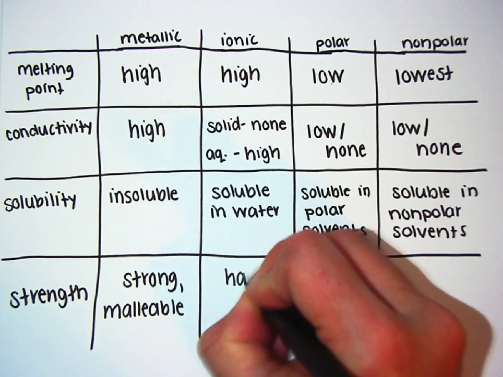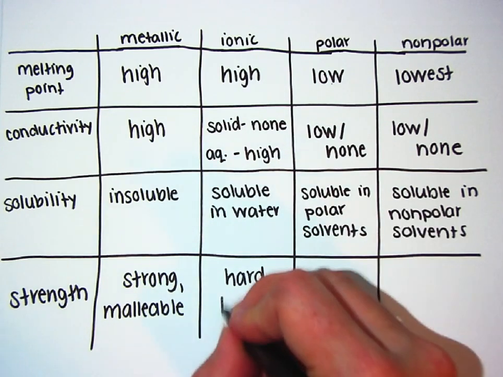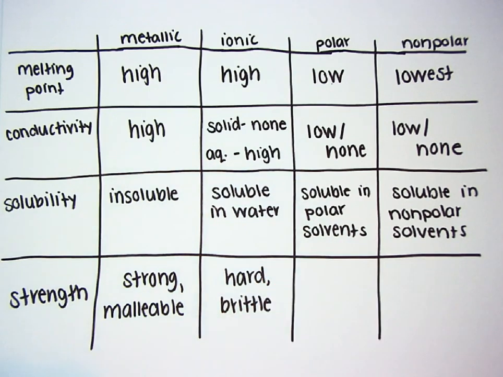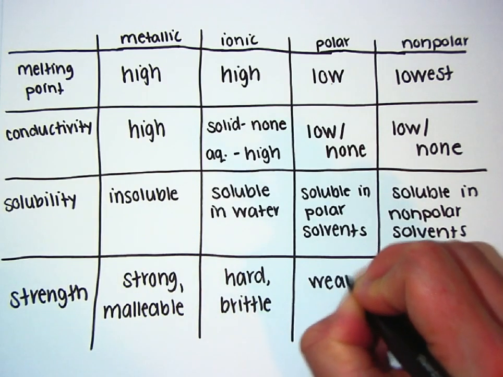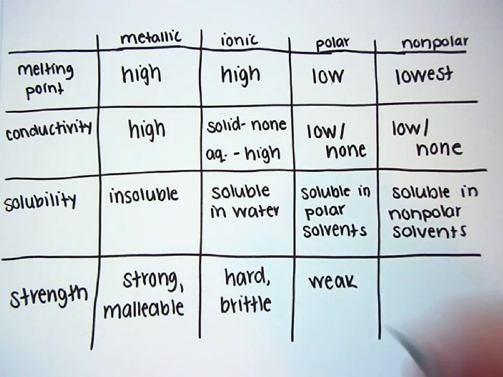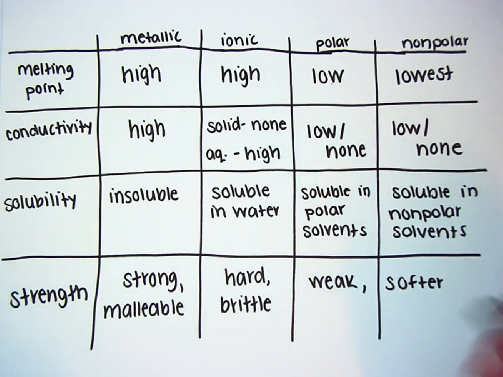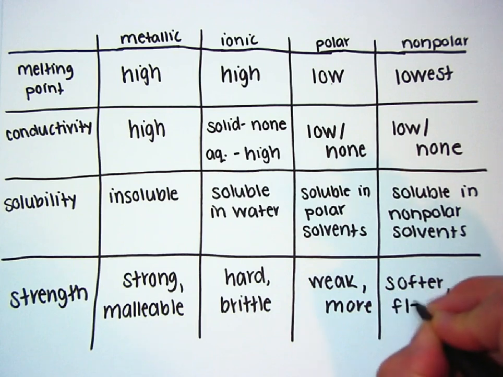Ionic bonds are strong. They're going to be very hard, and they're going to be brittle due to that crystal lattice structure. If we were to apply pressure to an ionic compound, it is going to cause a shift in the arrangement of ions, causing it to fracture. Both polar and nonpolar are going to be weak. Attractions are going to be much softer and more flexible.